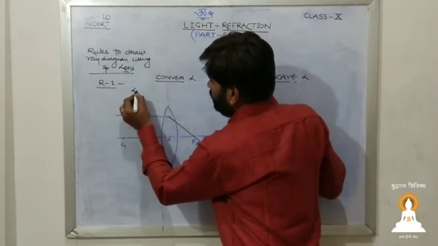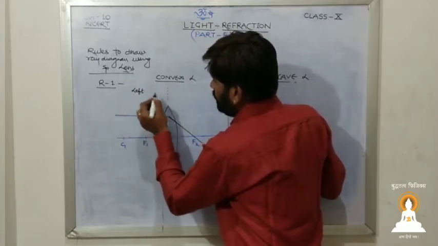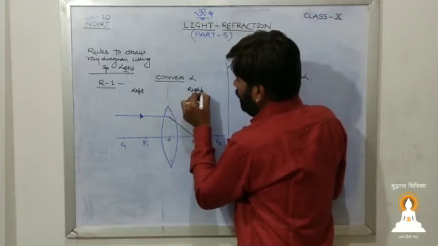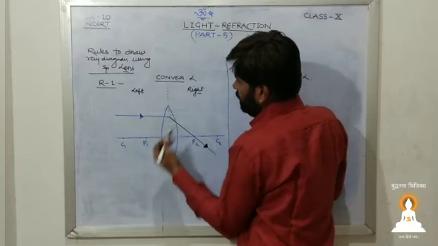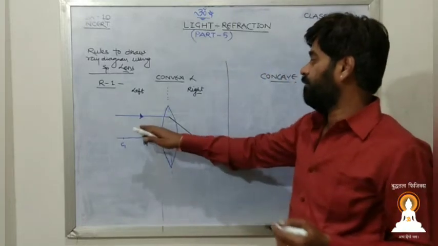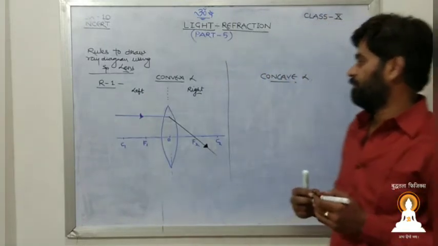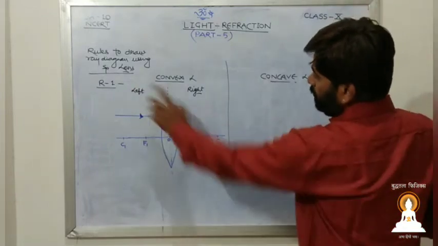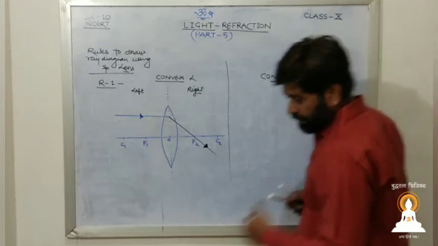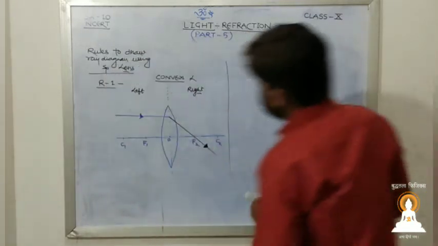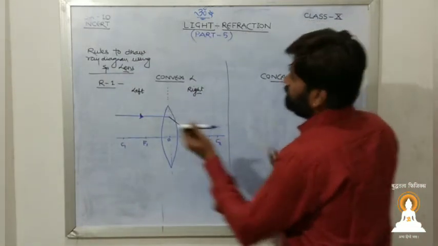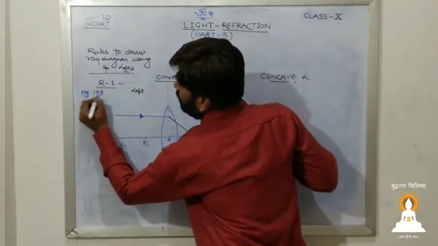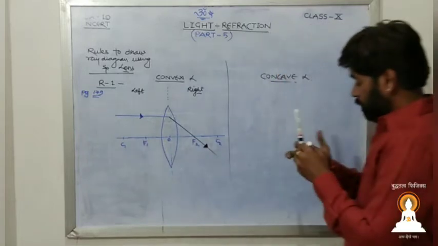Let me name the sides. Say this is the left side and this is the right side. This is the trick so that you may have a better idea: incident light will always be from the left. So this was rule number 1. It is there on page number 179 in your NCERT. You may go through this.